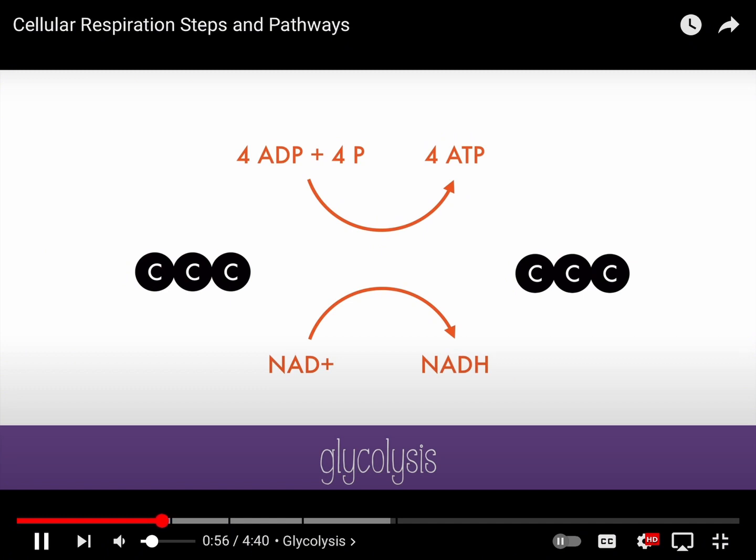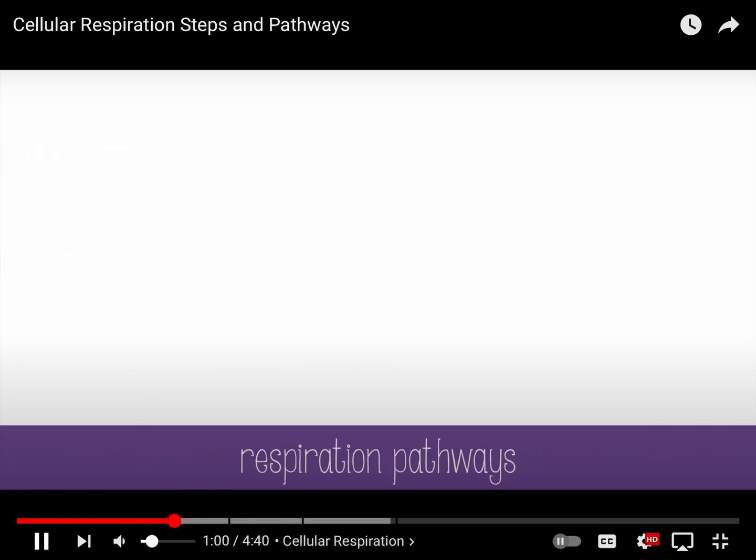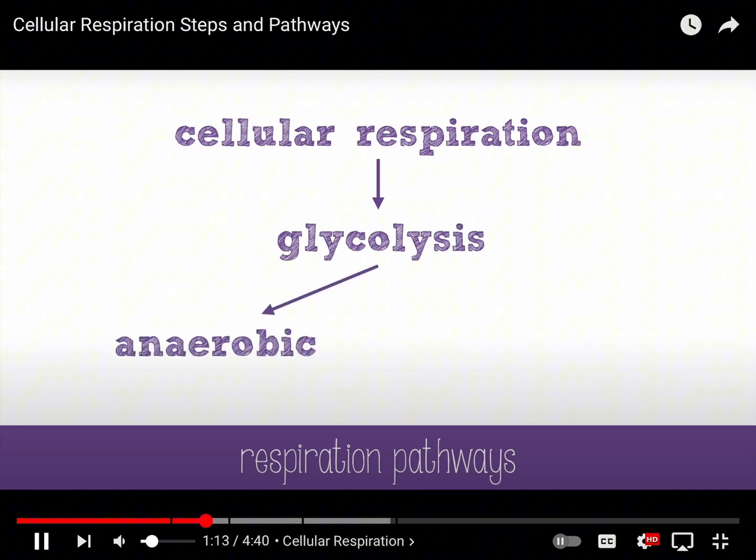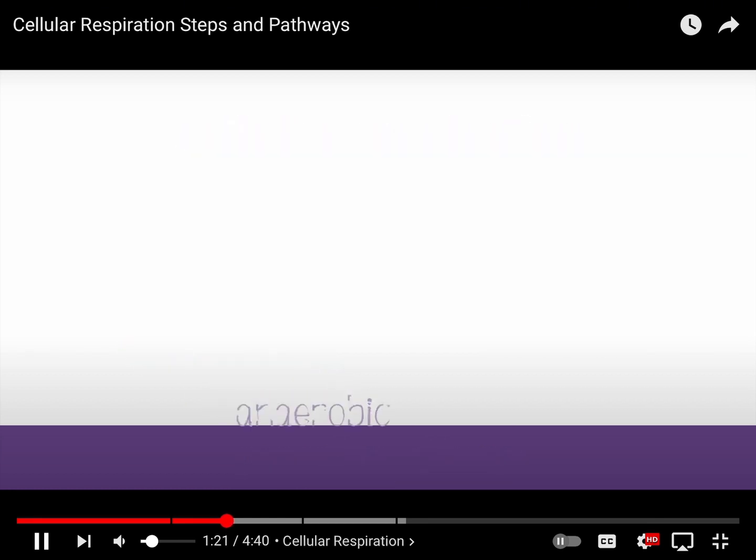From here, there are 2 possible pathways that could be taken. Cellular respiration always starts the same way, with glycolysis. From there, the 2 pathways are determined by the presence of oxygen. If there is no oxygen available, anaerobic respiration will occur. But if oxygen is available, aerobic respiration will occur in the mitochondria. Let's look at anaerobic respiration first.